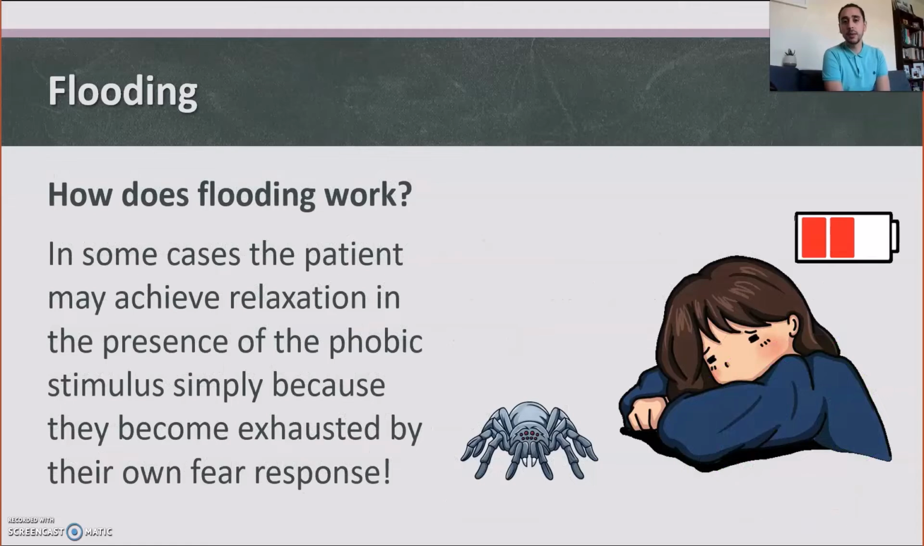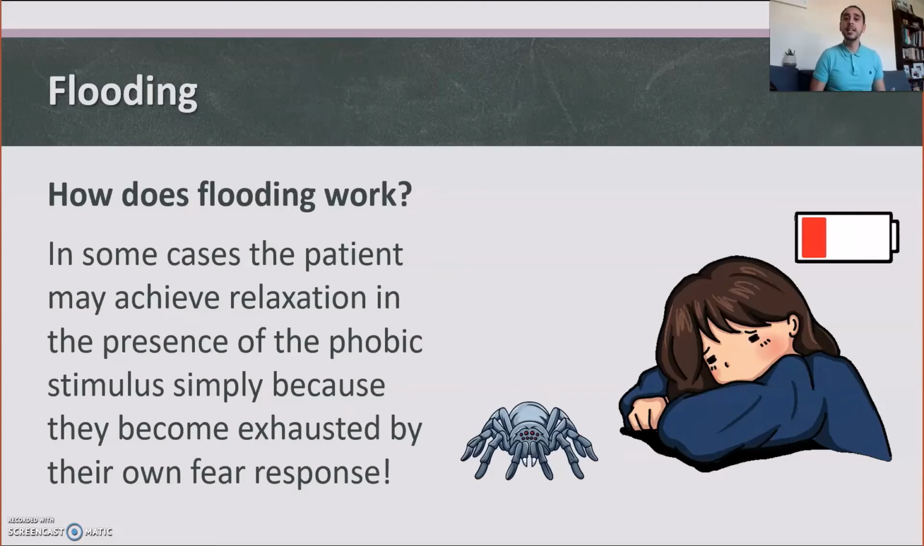Now, in some cases, the patient may achieve relaxation in the presence of the phobic stimulus simply because they become exhausted by their own fear. Okay? At first, I would see the bee, I'm like, oh my god, I'm panicking, right? I've got so much anxiety, but the body has only got so much adrenaline, alright? Maybe it's got like 15, 20 minutes worth of adrenaline. Eventually, the body will become exhausted and you will become relaxed in the presence of your phobic stimulus.